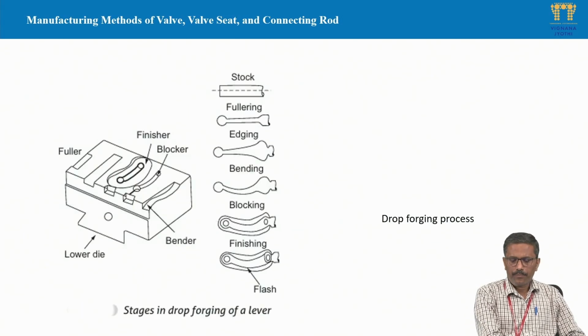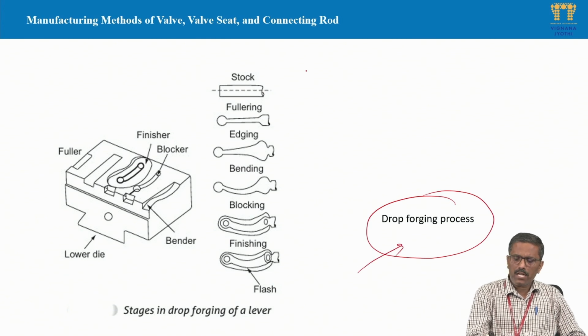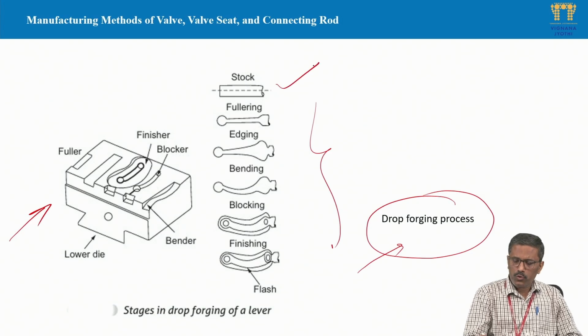casting process. And the next process is the drop forging process, and this is a generally used manufacturing process of the connecting rod, that is drop forging. So in drop forging there are several processes involved with the die. So this is a die, and these are the steps in getting the connecting rod from the raw material to the final shape.